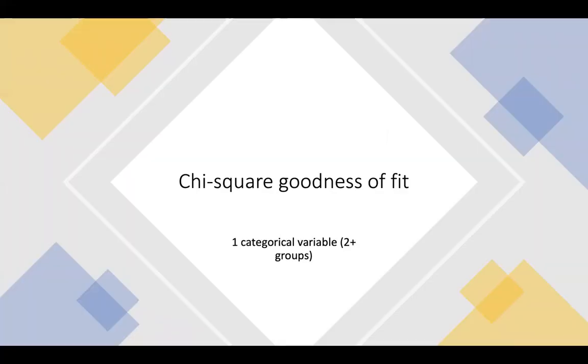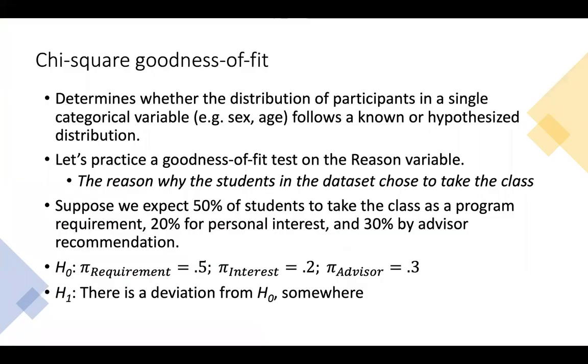So the chi-square goodness of fit test is where you have one categorical variable with 2 plus groups. In this scenario, you're not comparing psych majors to econ majors. You just want to see if the expected ethnicity or sex or age in a certain group is comparable to what you expected to see or what's seen in commonplace society. So you want to determine whether the distribution of participants in a single variable follows a known or hypothesized distribution.